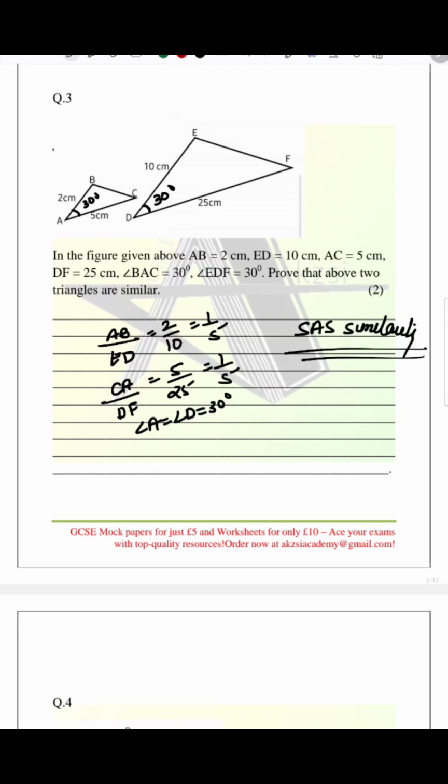What's SAS? That means side, angle, side. They have to be in particular order. Side, then angle, then side. But the sides shouldn't be equal. Sides should be in ratio.